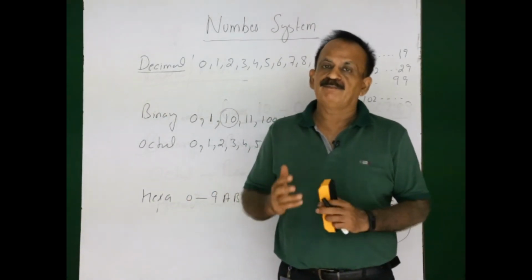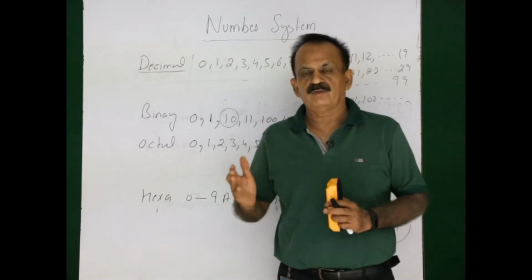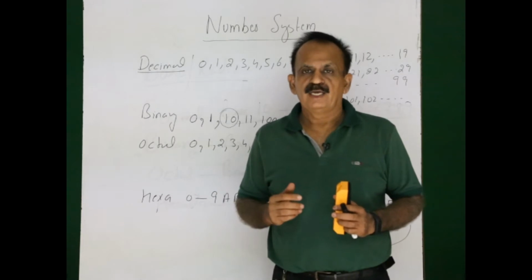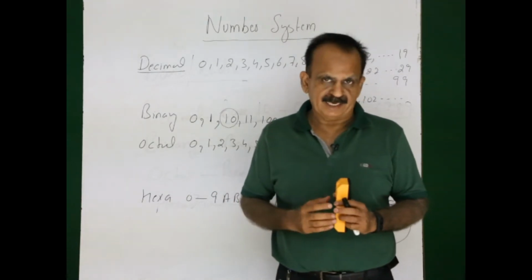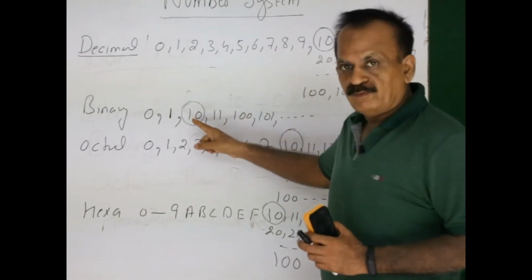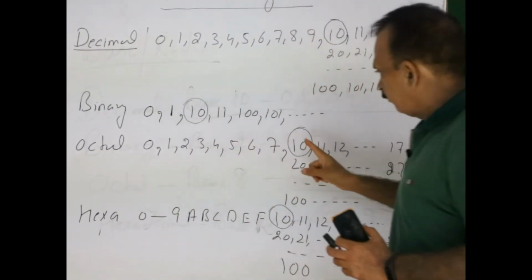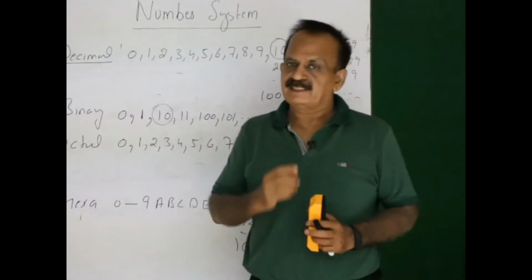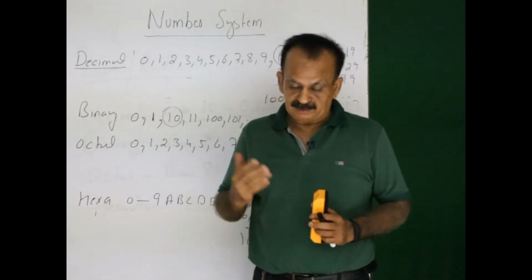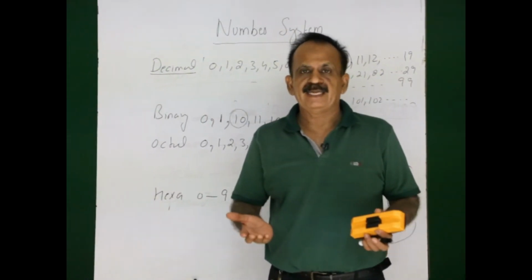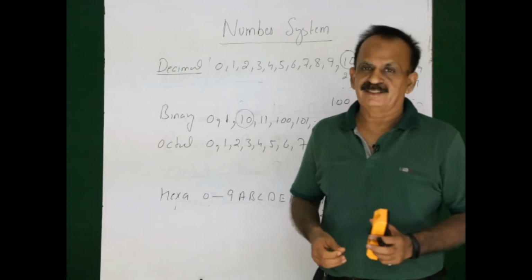And then there will be combinations of these: 1 0, 1 1, 1 2, 1 3, 1 4, 2 0, 2 1 and up to 4 4, and then combination of 3 digits will start. Now 1 0 in decimal is different from 1 0 in binary, it is different from 1 0 in octal, and it is different from 1 0 in hexadecimal. So the discussion will be now how the number from one number system can be converted into another system.